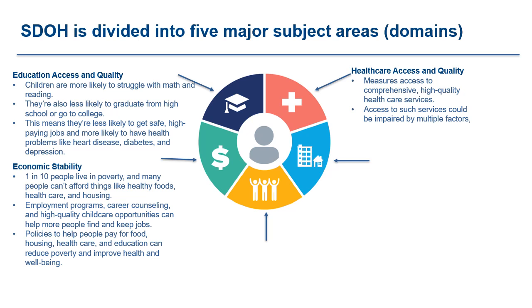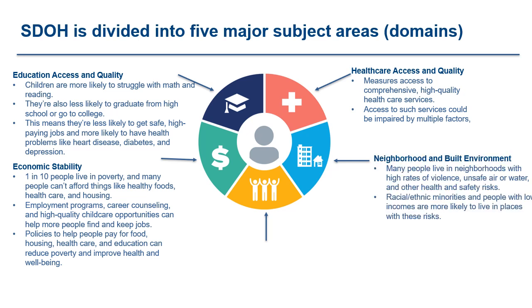I've worked with some hospitals down in the southeast, and they have a very, very difficult time serving their population because, number one, they can't get people to work there, and number two, the people are just scattered, and they are too remote to be able to provide services to. Neighborhood and built environment. Many people live in neighborhoods that have high rates of violence, unsafe air or water, or other health and safety risks. And this is especially true for those who are various racial and ethnic minorities. They're more likely to live in places with these kinds of risks. Can cause definite impacts in terms of the kind of healthcare you can receive, and also health outcomes that you may experience because of both of those things.